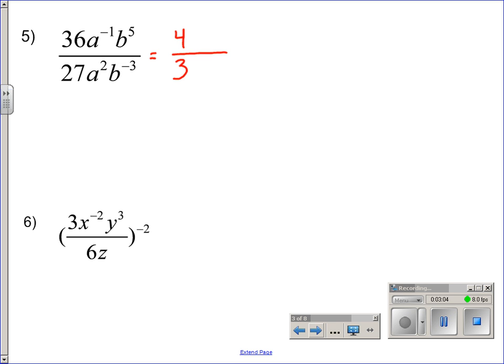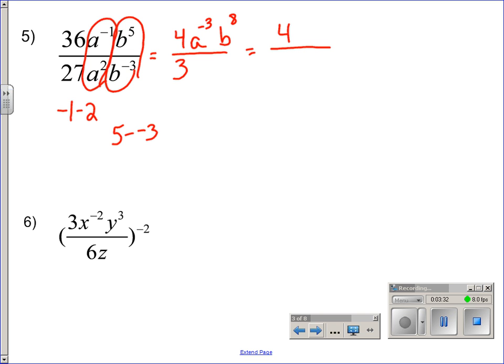Now same thing with exponents. We are going to subtract them. So negative 1 minus 2 gives me what? A to the negative 3. Then do the b's. Be careful with the b's because it's 5 minus a negative 3. Don't lose that minus. So it's b to the what? 8th. Now they want you to rewrite it using positive exponents.